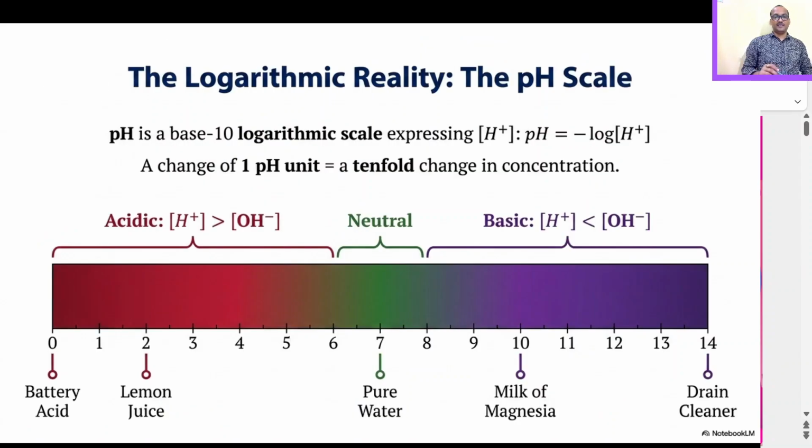So as you can see, this is the logarithmic scale, and the pH scale starts from 0 to 14. At pH 7, that is called neutral, and above 7, that is basic solution, and below pH 7, that is acidic solution. And a change in 1 unit of pH means there is a tenfold change in concentration, that you should know.